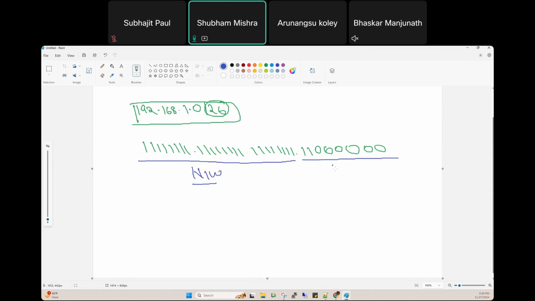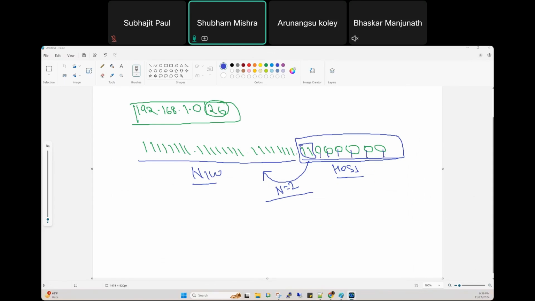That is called the host portion by default. These 2 bits we already carried or borrowed into the network portion, so that's the reason n is equal to 2. Agree, everyone? Now, this is the host portion. In the host portion, how many bits are remaining? 1, 2, 3, 4, 5, 6. 6 bits are remaining, right?